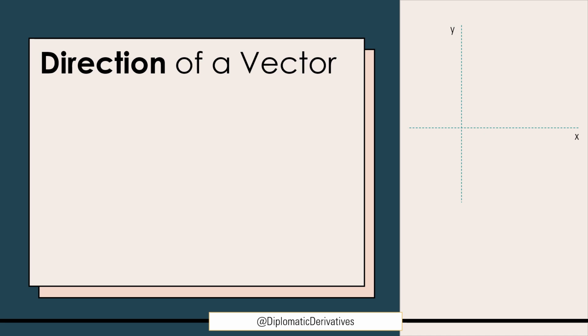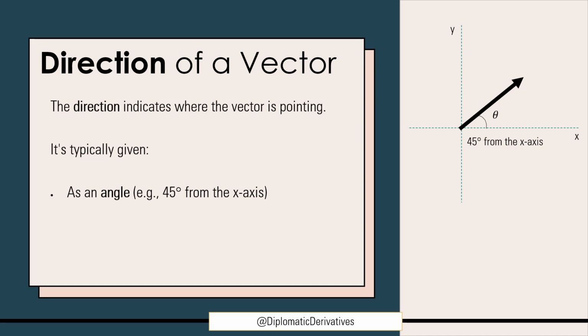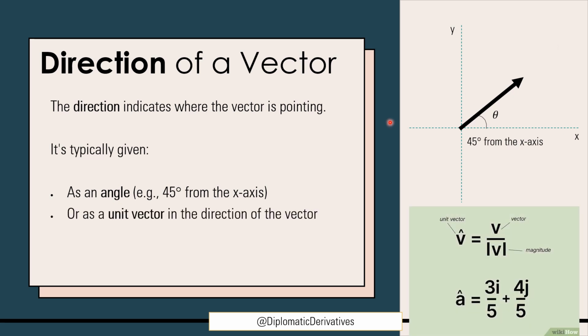Direction of a vector, the second thing which defines a vector, is direction. The direction indicates where the vector is pointing. It is typically given as an angle. In two ways you can tell the direction of a vector. The first one is by the angle, for example, 45 degrees from the x-axis. You see on the x-axis it makes an angle theta. This is 45 degrees, so we can say the direction of the vector is 45 degrees from the x-axis. Or, as a unit vector in the direction of the vector.